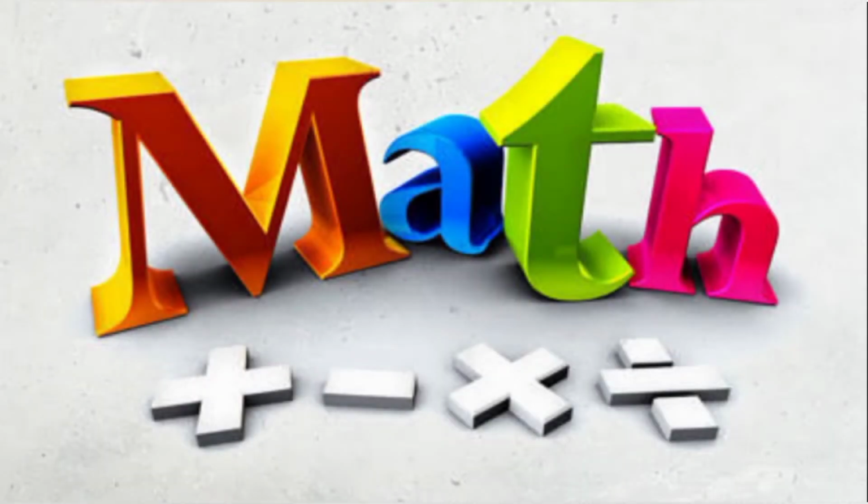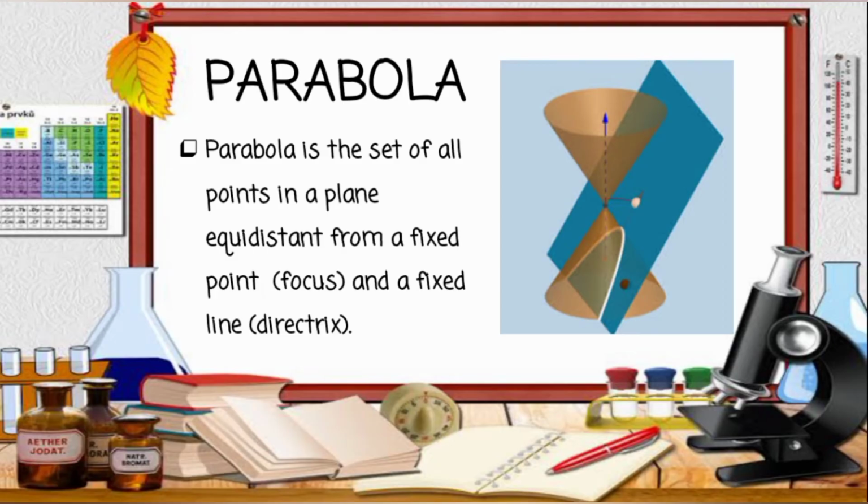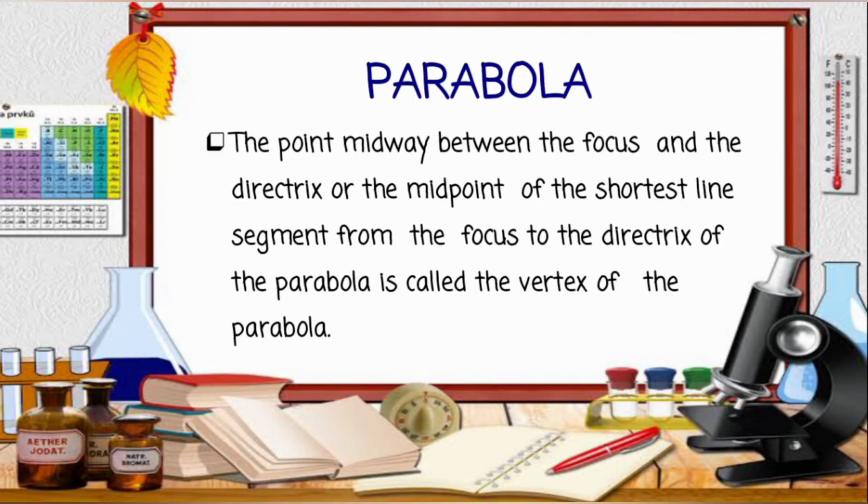In this video, our discussion is all about the conic section, the parabola. The parabola is the set of all points in a plane equidistant from a fixed point, which is our focus, and a fixed line, our directrix. The point midway between the focus and the directrix, or the midpoint of the shortest line segment from the focus to the directrix of the parabola, is called the vertex of the parabola.